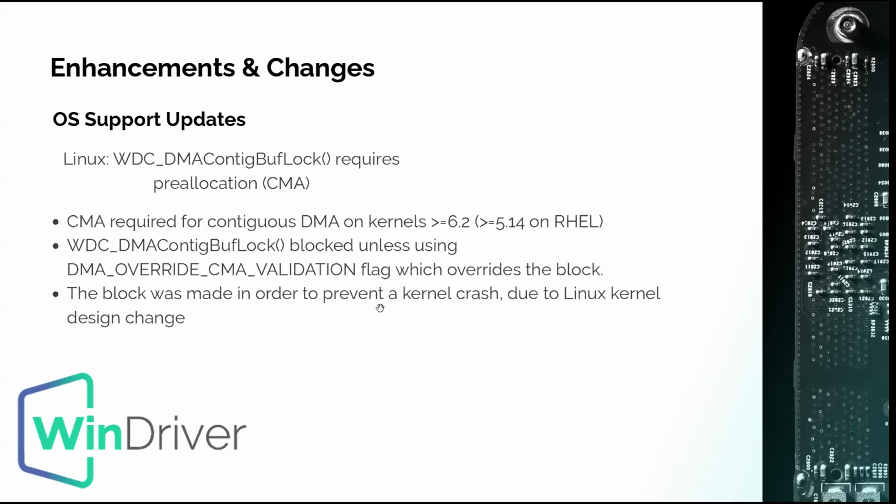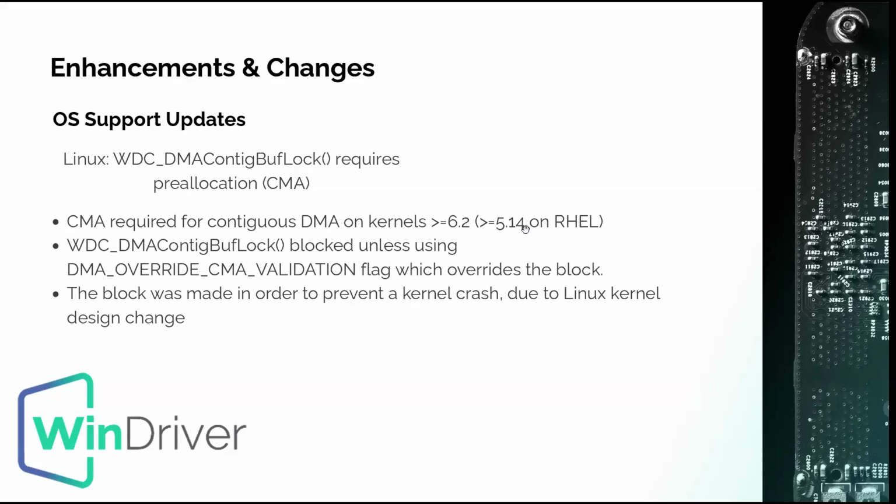And the last slide I'm going to talk about is changes to DMA contiguous buffer lock. In Linux kernel starting version 6.2, or 5.14 on the Red Hat Enterprise Linux branch, the developers of the Linux kernel blocked the ability to just lock contiguous DMA buffers. And it caused a lot of crashes to our customers on these newer kernels.